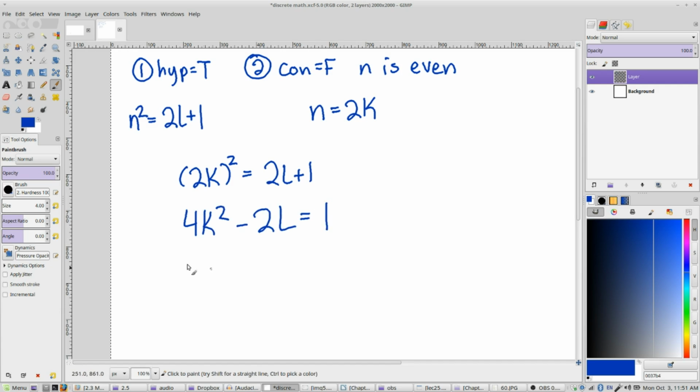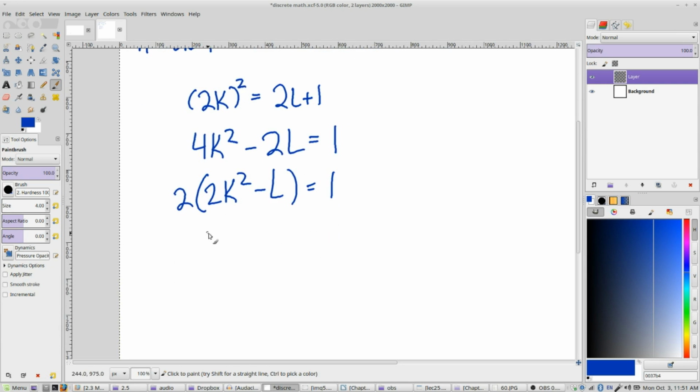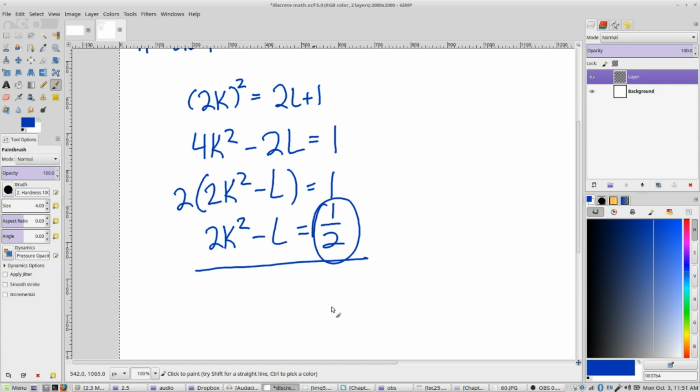Factor out the common term, so 2k squared minus l is equal to 1/2. And there we see that this comes out to not be an integer.